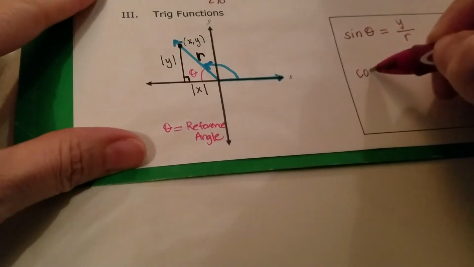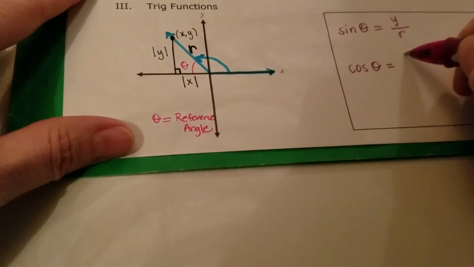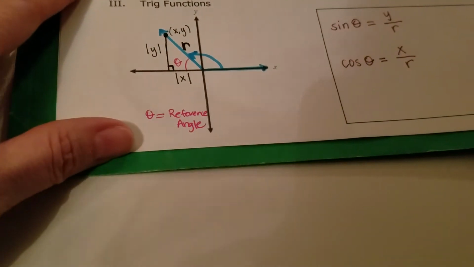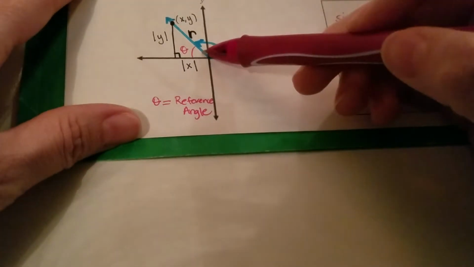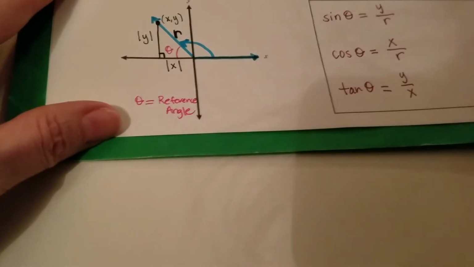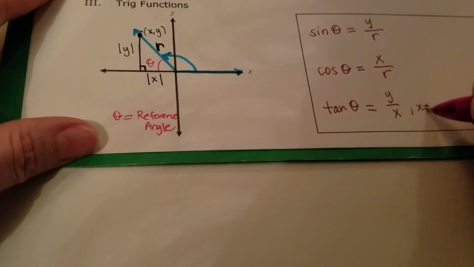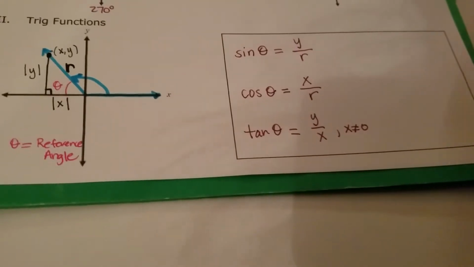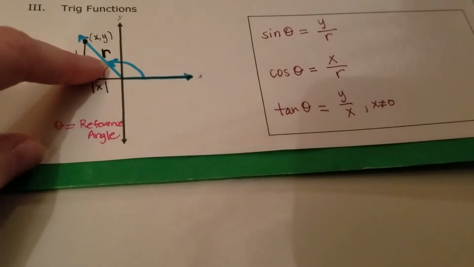And then for cosine, which is the adjacent over the hypotenuse, it is going to be x over r. That's going to be the ratio. And then that means your tangent of theta is going to be opposite over adjacent, which would be y over x. Now, along with this equation, you will see the stipulation that x can't be 0, because if it was, then that would be undefined.